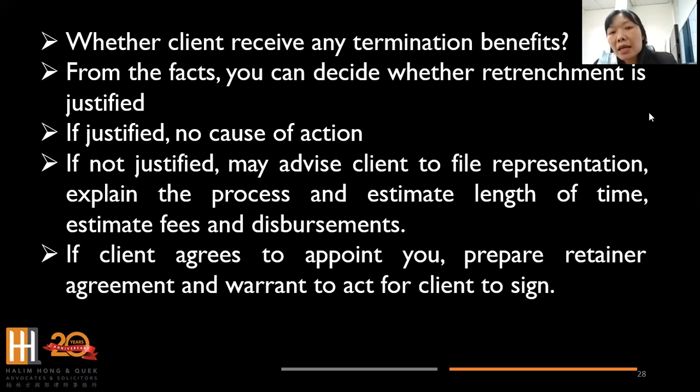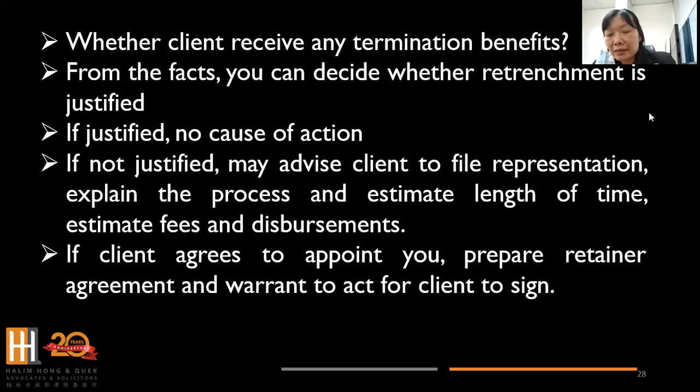Generally, companies have this privilege because it's their company. They can go for reorganization, they can go for restructure, but provided they do that in good faith. So you must catch hold of whether there are any elements of bad faith. If they are justified to lay off, then there may be no cause of action. But if it's not justified, there may be a cause of action, an element of bad faith, then you advise the client to file a representation to the DIR.